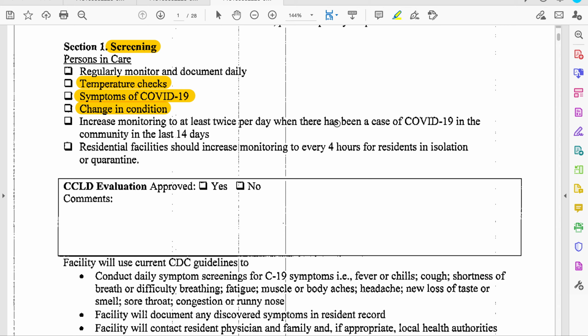Where there has been a case of COVID-19 in the last 14 days, we need to increase monitoring to at least twice per day. When there has been a resident that is in isolation or quarantine due to getting COVID-19, we have to increase monitoring to every 4 hours.